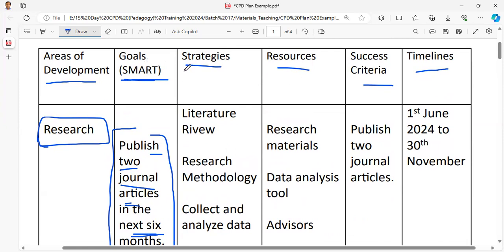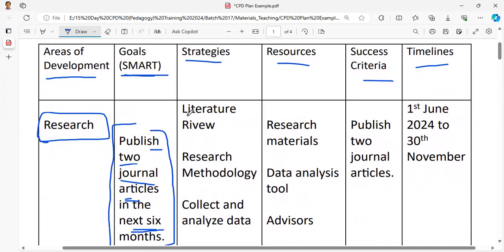Now let us go to strategies. Which strategies should I take? So here I have set some strategies to reach my goal. That is to publish two journal articles. So to publish journal articles, I have taken some strategies. Number one is literature review. Number two is research methodology, and number three is collect and analyze data. So these are the strategies I have taken to publish two journal articles in 6 months.